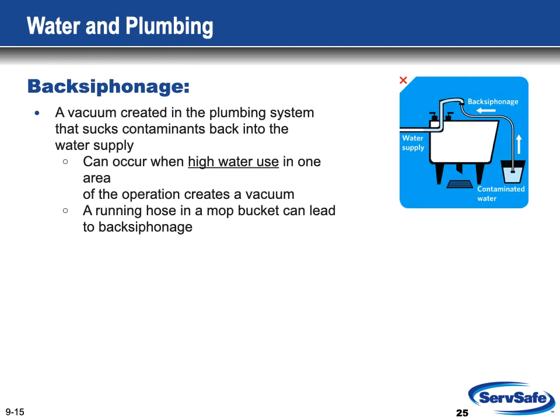Backflow can be the result of pressure pushing contaminants back into the water supply. It can also happen when high water in one area of an operation creates a vacuum in the plumbing system that sucks contaminants back into the water supply. This is called back siphonage. A running faucet below the rim on a sink is an example of a cross connection that can lead to back siphonage. A running hose in a mop bucket is another example.